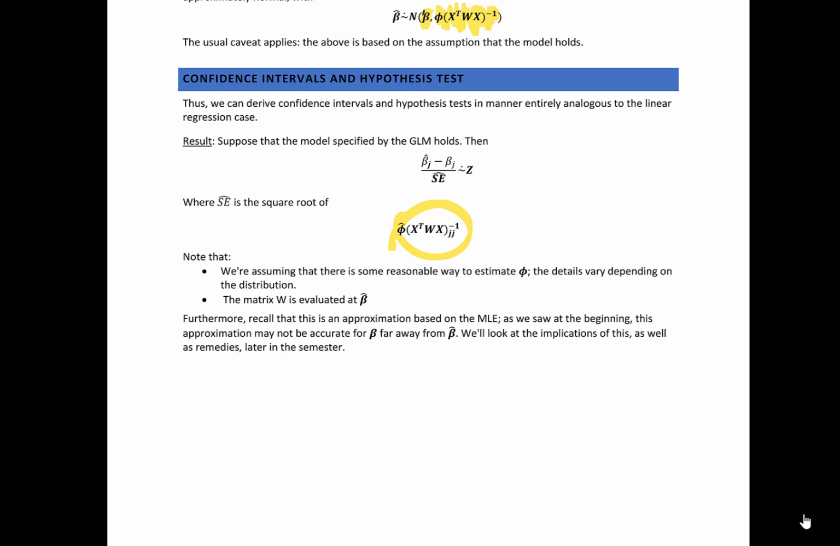Now, we do have to make some assumptions here. We're going to assume there's a reasonable way to estimate phi. And then the matrix W is going to be evaluated at beta hat.